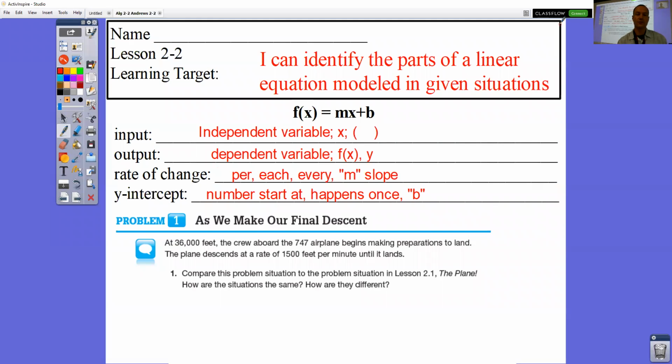This is the lesson for Algebra 2-2. So what we're doing today is identifying the parts of a linear equation modeled in given situations. So we're looking at some word problems and graphing it from there.